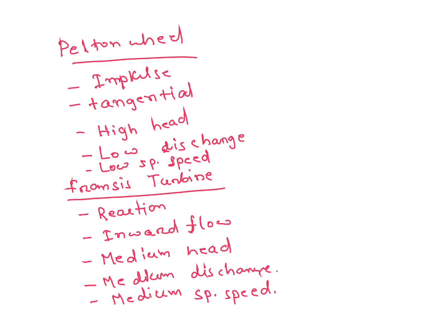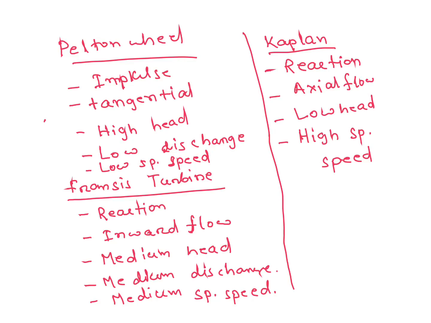Then turbines. Theory is mainly important for Pelton wheel, Francis turbine and Kaplan turbine. Pelton wheel is an example of an impulse turbine: tangential flow, high head, low discharge and low specific speed. Francis turbine is an inward flow reaction turbine with medium head, medium discharge and medium specific speed. In Kaplan turbine, blades are adjustable; it is an axial flow reaction turbine with low head and high specific speed.